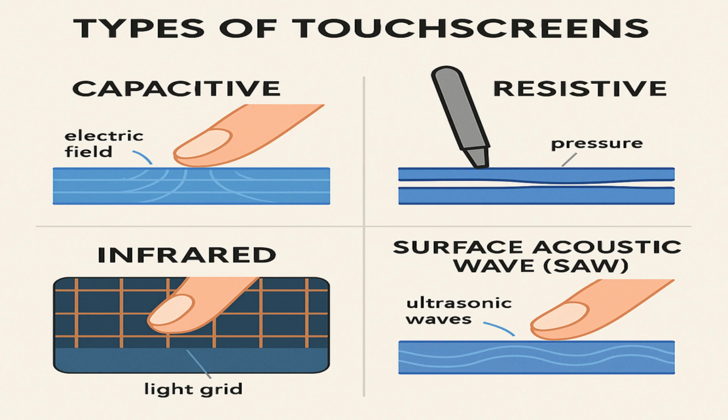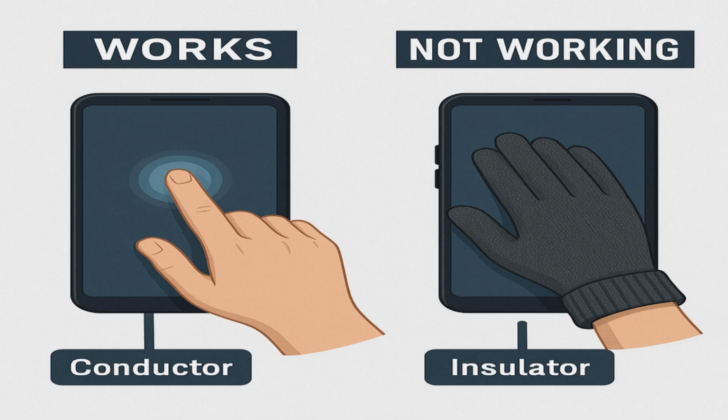3. Infrared touchscreens use a grid of invisible infrared light across the screen. When an object interrupts the beams, the system detects the touch location. Pros: very clear display, works with any object, durable. Cons: affected by direct sunlight, usually more expensive, requires larger bezels to house the sensors.